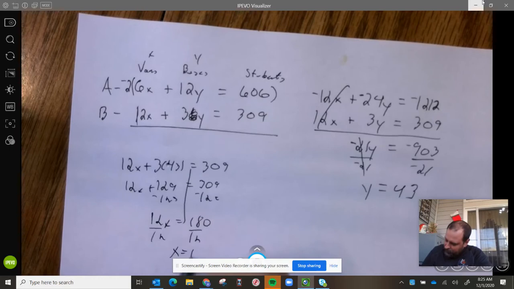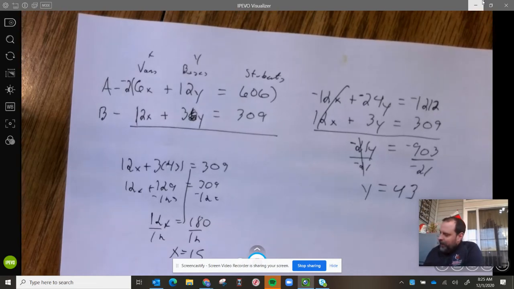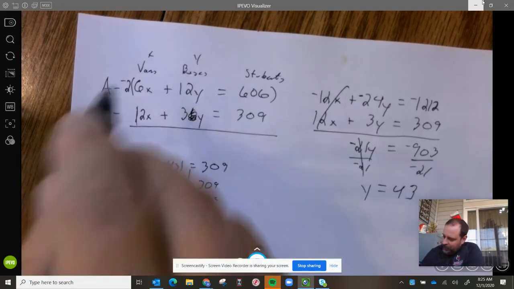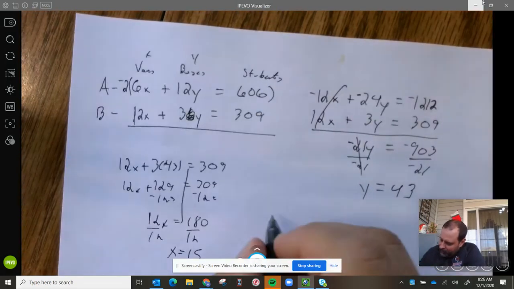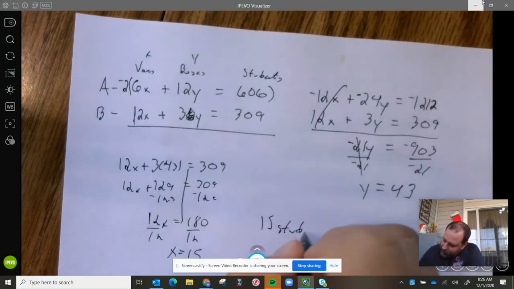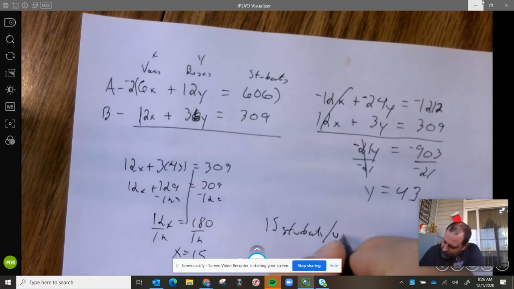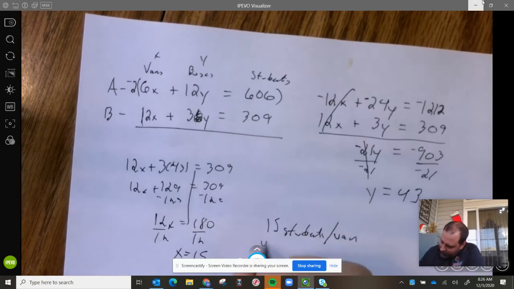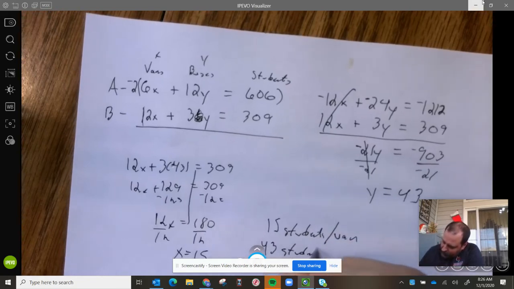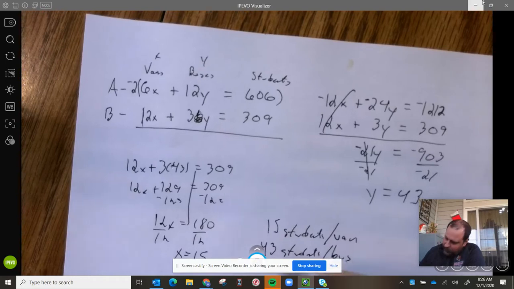Now, the last part is we're not quite done with our answer. We need to label this as we go along. So it's asking how many students can a van carry and how many can a bus carry. So I go 15 is the van. So 15 students, I'm just going to go the slash like per van, and 43 students per bus.